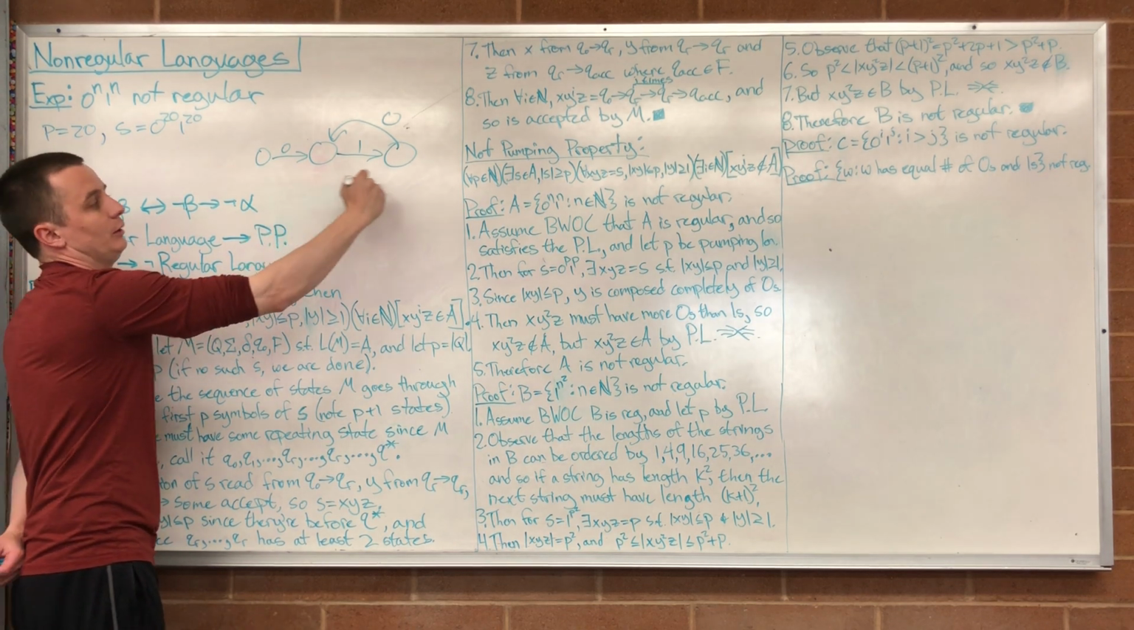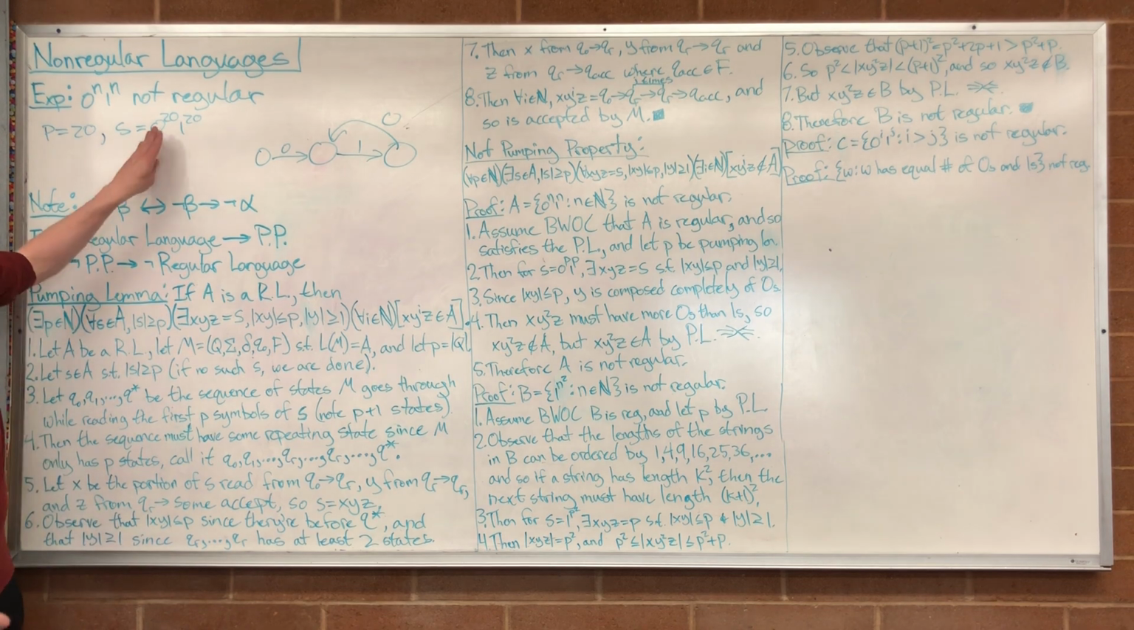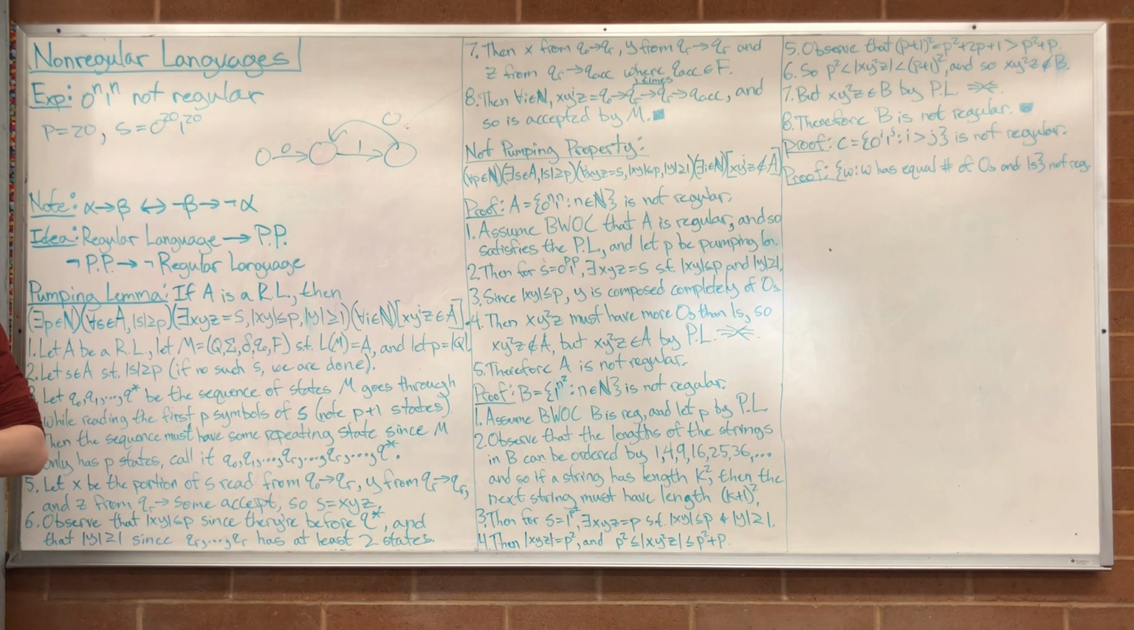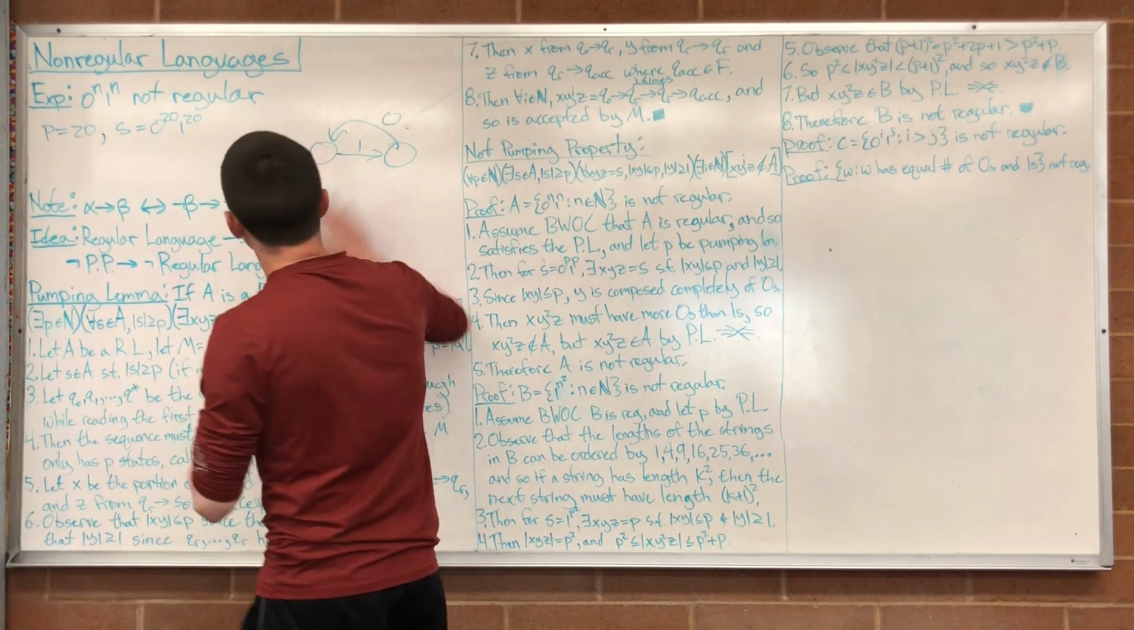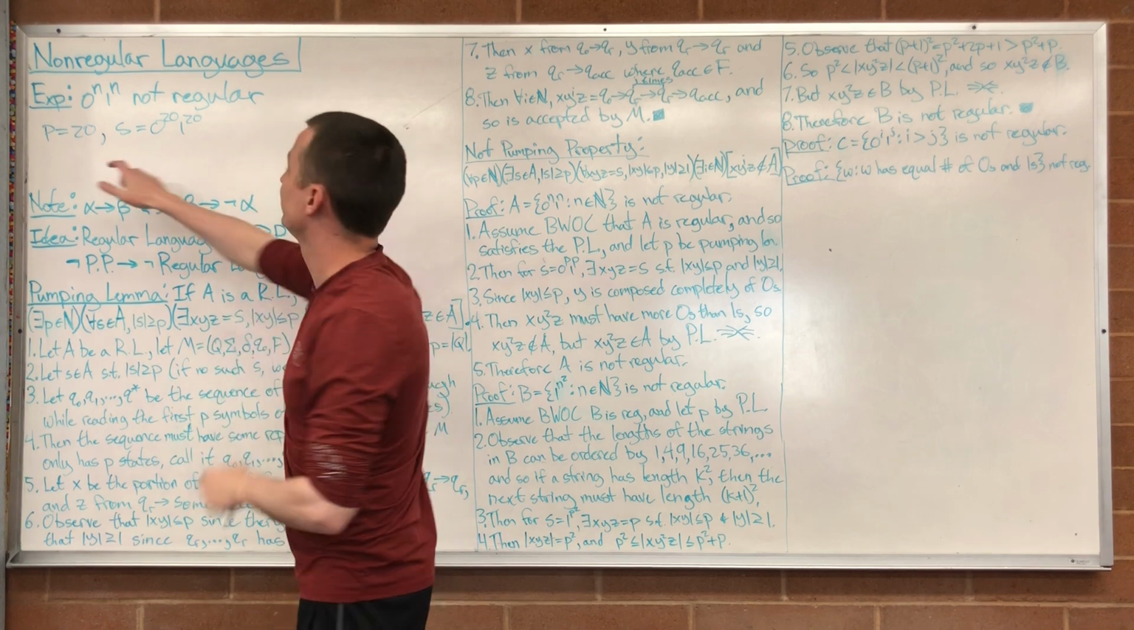So if I was keeping track of the sequence of states I went through, by the time I go through 20 input symbols, I had to go through 21 states. Maybe repeating, maybe not. So P is 21? No, P is 20. Okay. So P was the number of states in your machine.